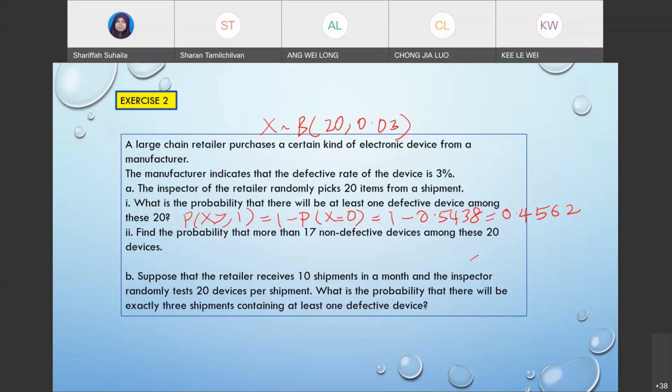Okay. So that means you have non-defective and defective devices. So your X represents the number of defective devices, and you can define your Y. Again, probability Y greater than 17 non-defective. So how many are defective? That means probability X less than 20 minus 17, so less than 3. Again, less than 3 does not include 3.